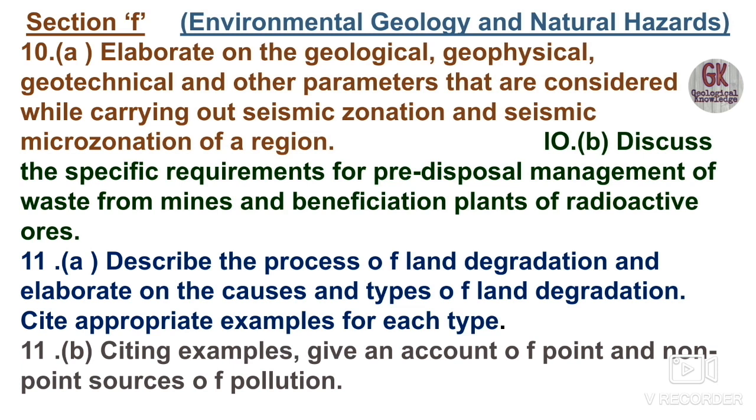Means what are the geological parameters, geophysical parameters, geotechnical and other parameters which are to be taken under consideration when we go for the seismic zonation and seismic microzonation of a region. So what are those parameters that we have to discuss?